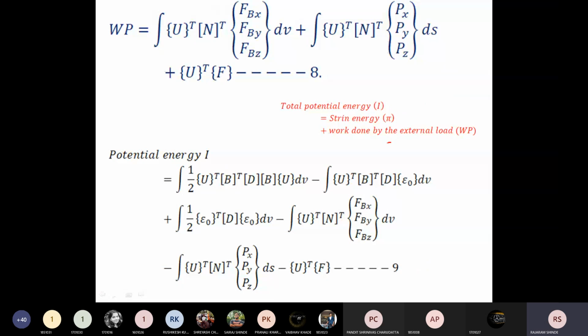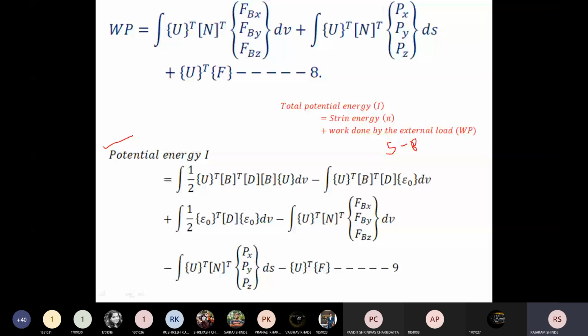That is, equation 5 is your strain energy equation, and 8 is your potential energy, work done equation. These terms I have written as it is. Any doubt up to here? Here the terms in the equation are bigger, but the procedure is simple. Now this is the potential energy of one element.